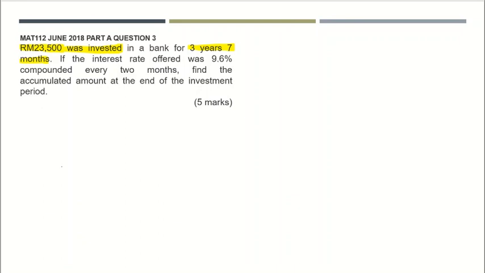Right. So the interest rate offered was 9.6%, compounded every 2 months. Find the accumulated amount at the end of the investment period. So they ask you the accumulated amount. That means when you have the keywords accumulated amount, you are looking for the future value, that is the value of S. Okay, so let's see how we can solve this problem.